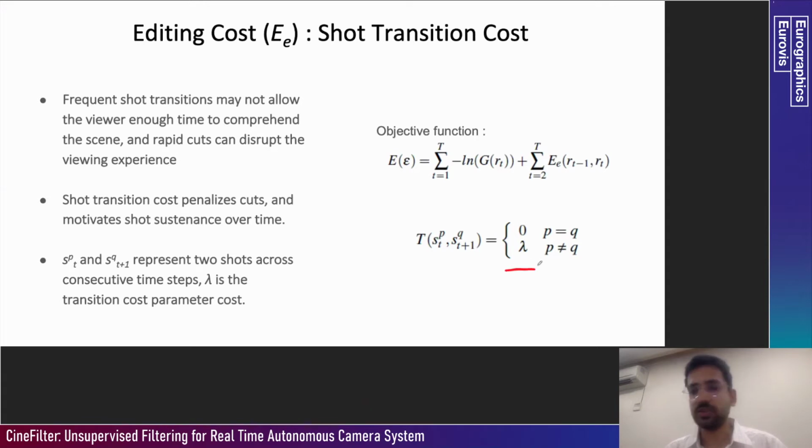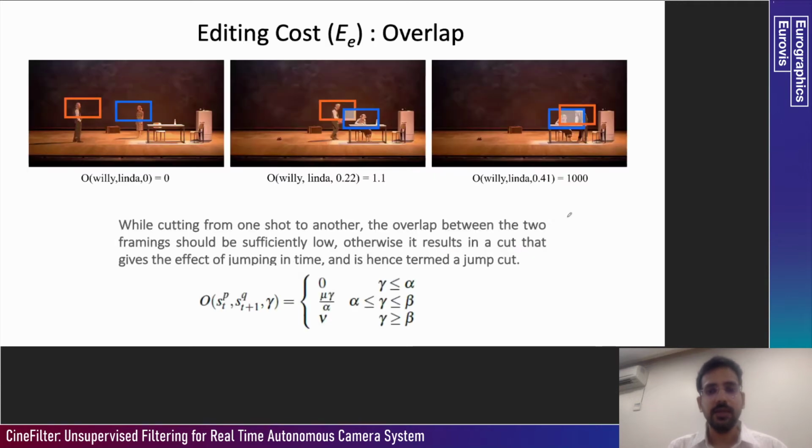So what do we do? We add a short transition penalty, where there is a fixed cost for any form of shot transition. If you stay on the previous shot, there is no penalty. This is the pairwise cost, and there is a fixed penalty when you move from one shot to another. So that's the first term. Then you add an overlap cost, which says that if there is overlap between two consecutive shots, there is a penalty. The formula is 0 in cases like these, then it moves linearly to a particular cost, and it becomes very high when the overlap is beyond a certain number.